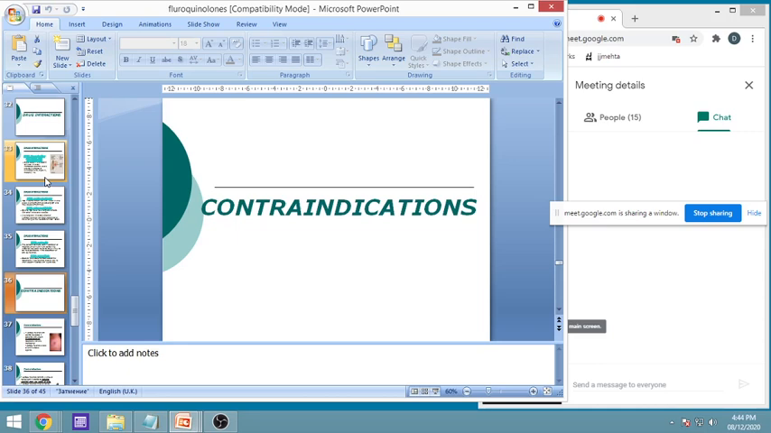Then we will go for contraindications and the further aspects of the fluoroquinolones, which we shall be studying in our next class.